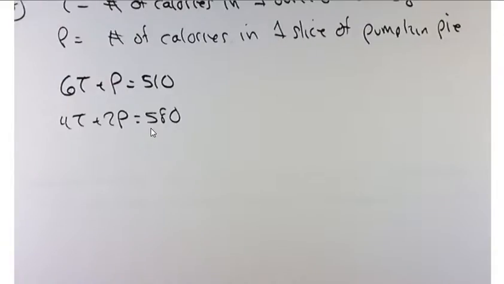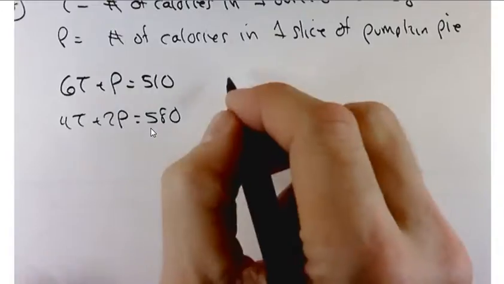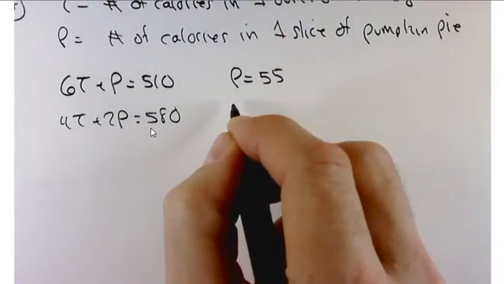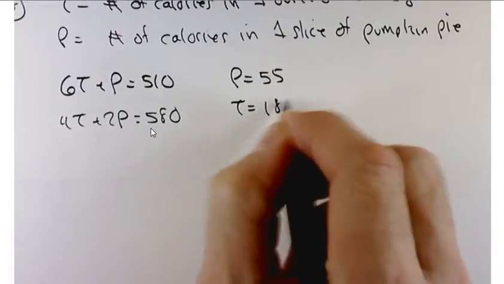Now, the big chore in this section is to try and set up your system of equations. So let me stop here. Are you comfortable with where we got these 2 equations? Thumbs up? Okay. Now let me just tell you the solution then. P equals 55 and T equals 180.